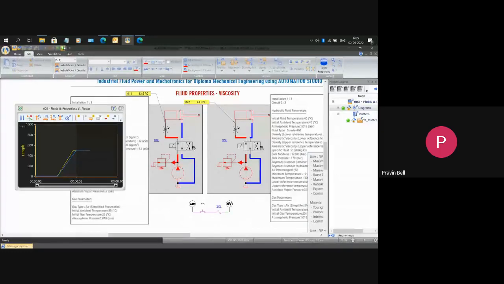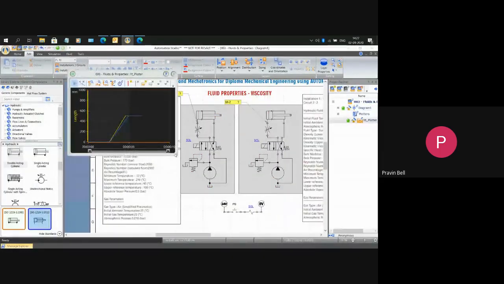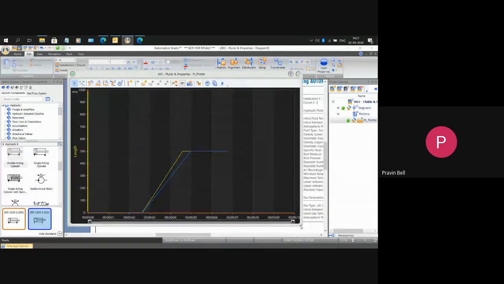Okay, so these are two circuits with two different fluids, and if you see in the graph, the piston extraction time for the two cylinders was different because the viscosity of one fluid was different compared to the other. So it actually affected the piston extraction times. So anyone doing a practical like this, that study of fluids and viscosities and maybe temperature also, if you want to include, on the effect of a hydraulic circuit.